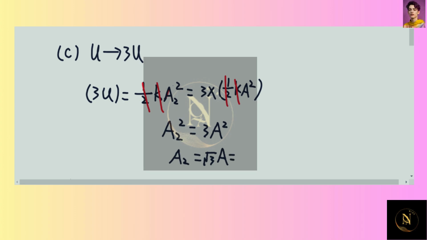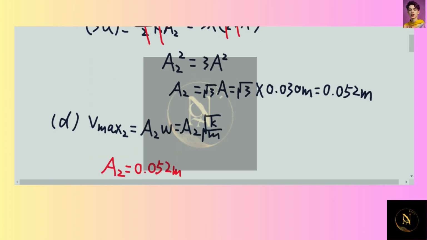And we know the amplitude is 0.030. So therefore the new amplitude is equal to square root 3 times 0.030 meter. And this will give us the new amplitude is about 0.052 meter. So therefore the new maximum speed should be equal to the new amplitude times the angular frequency, or you can say the new amplitude times the square root k over m here.